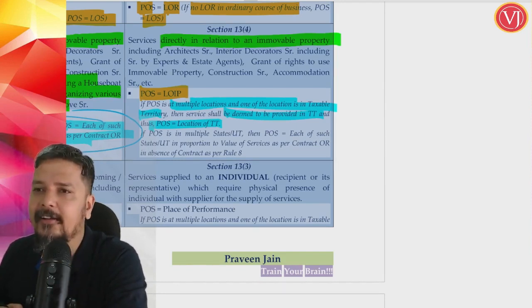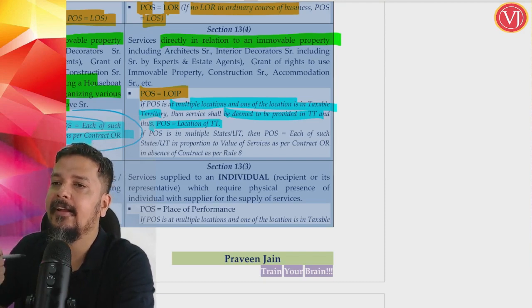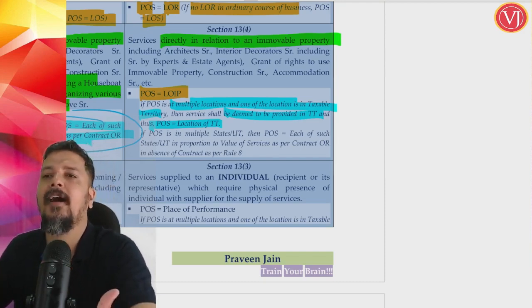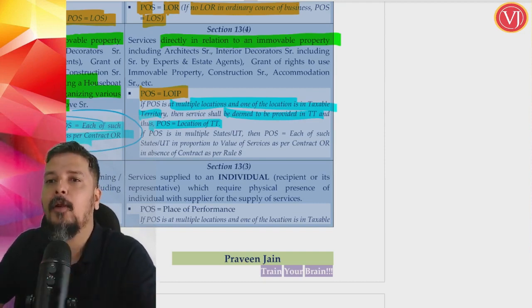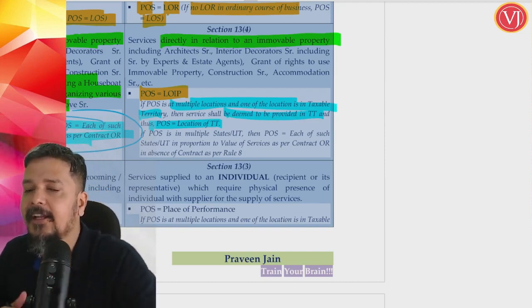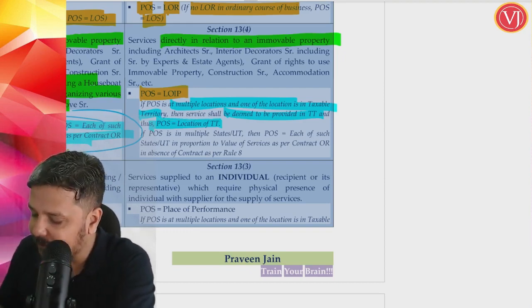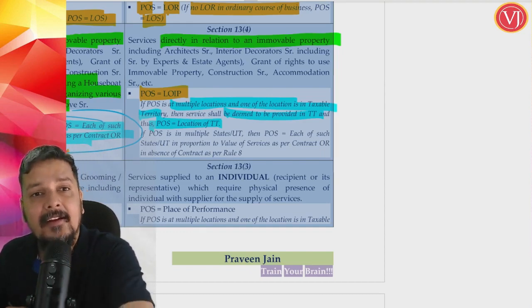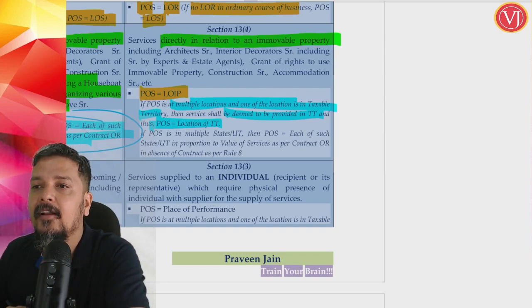First they make it very clear. If you get multiple answers, where a few are outside India, you are going for a trip where, in the entire package, a few properties will be touching outside India and a few will be touching India. Then they tell that we forget about properties outside India, and we'll treat the place of supply as the location in the taxable territory. We'll forget about the immovable property outside India.